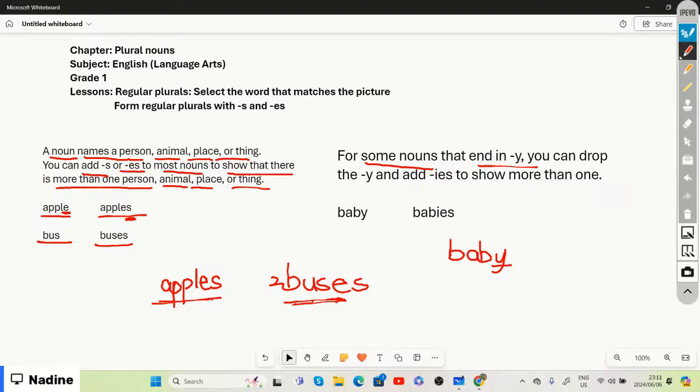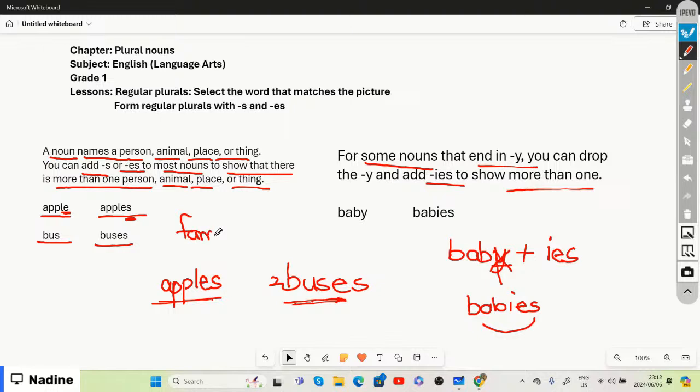If we want to show that there's more than one baby, then we are going to drop the Y and add IES to show that there is more than one baby. So if we drop the Y, we remove the Y, then we have now added the I, E, and S, and then it is more than one baby, meaning it is babies.